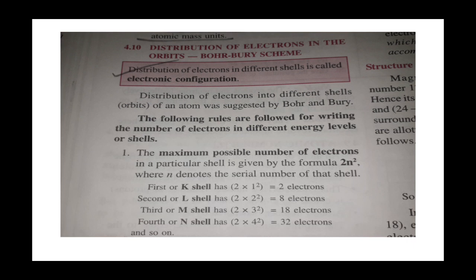The first shell, or K shell, can accommodate 2 electrons: 2 into 1 square, that is 2. Second shell L, 2 into 2 square, that is 8. Third M shell, 2 into 3 square, 18. And fourth N shell, 2 into 4 square, 32. Electrons are not accommodated in a given shell unless the inner shells are filled. In other words, shells are filled in a stepwise manner.